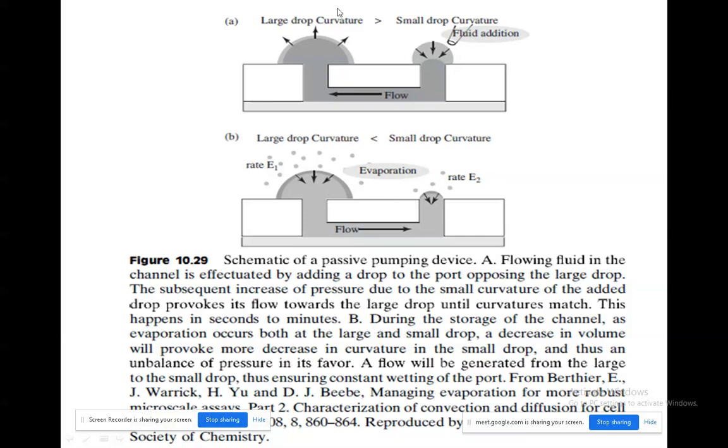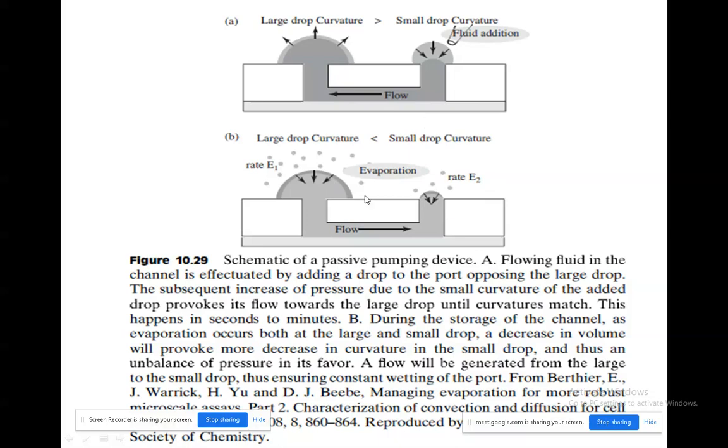This is the diagram of a passive pumping device. Flowing fluid in the channel is effectuated by adding a drop to the port opposing the large drop. The subsequent increase of pressure due to the small curvature of the added drop provokes its flow towards the large drop until the curvature matches. So until the curvature becomes equivalent, the flow will be from the small drop curvature to the large drop curvature. It can take a time period of seconds to minutes.